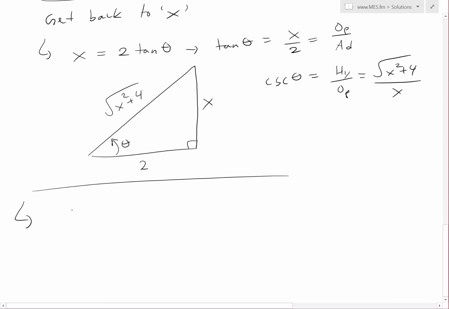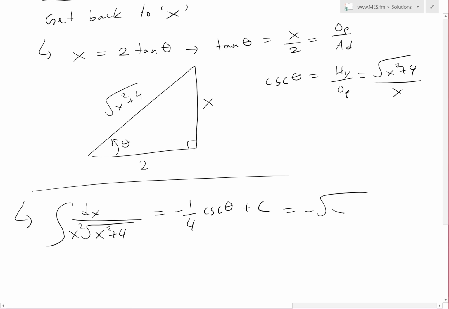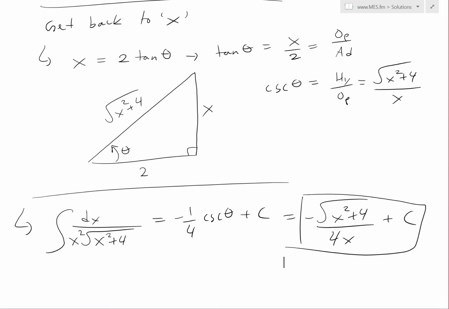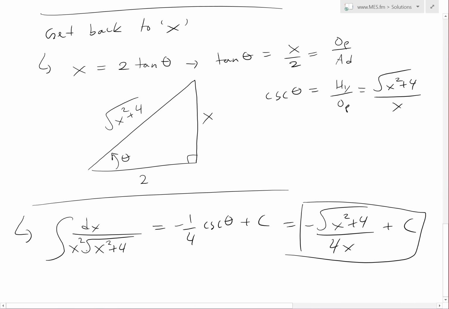So finally, if we put this all together, we get the integral of dx over x squared square root x squared plus 4 equals, after the change of variables, negative 1 over 4 times cosecant theta plus c, which equals finally negative square root of x squared plus 4 over 4x, plus c. And there is our answer to this pretty complex example right here.